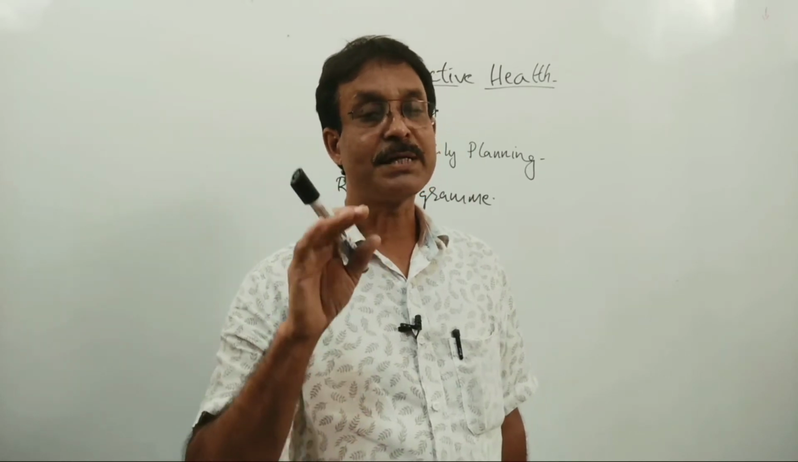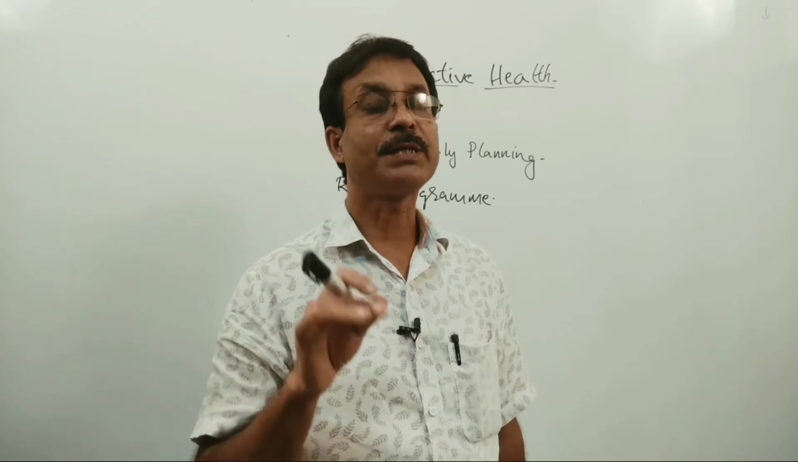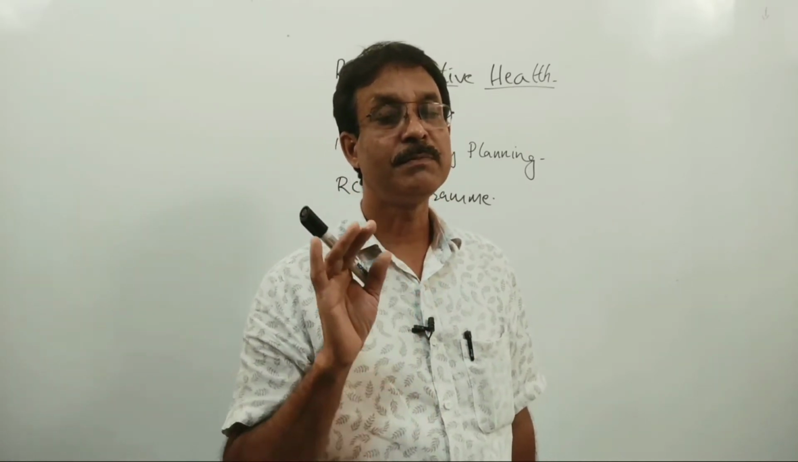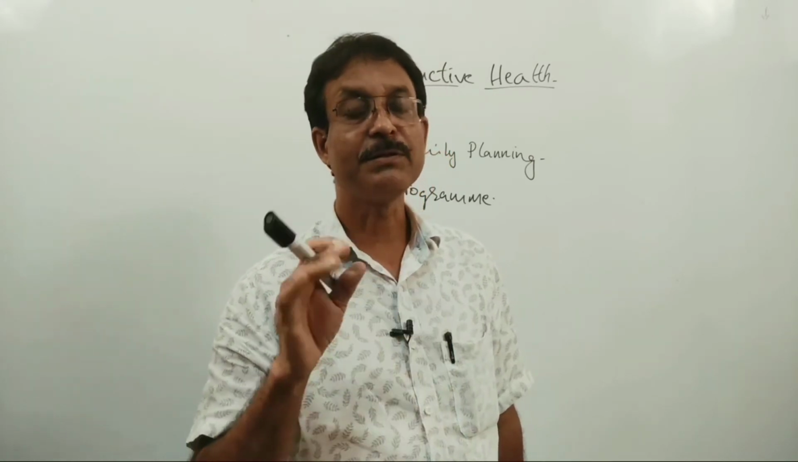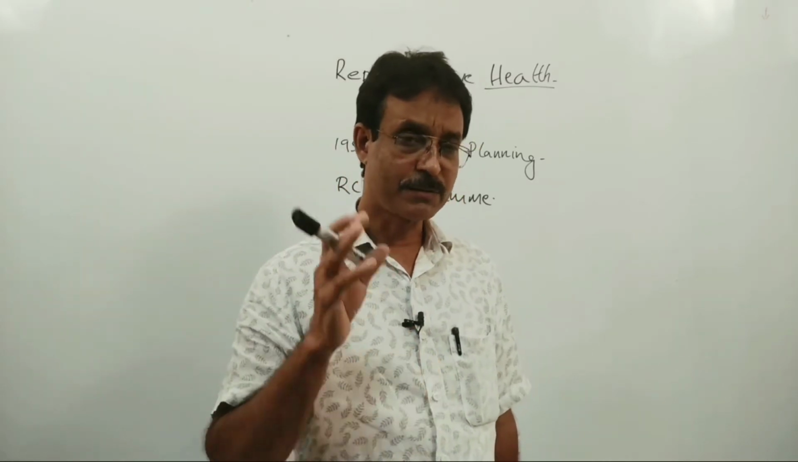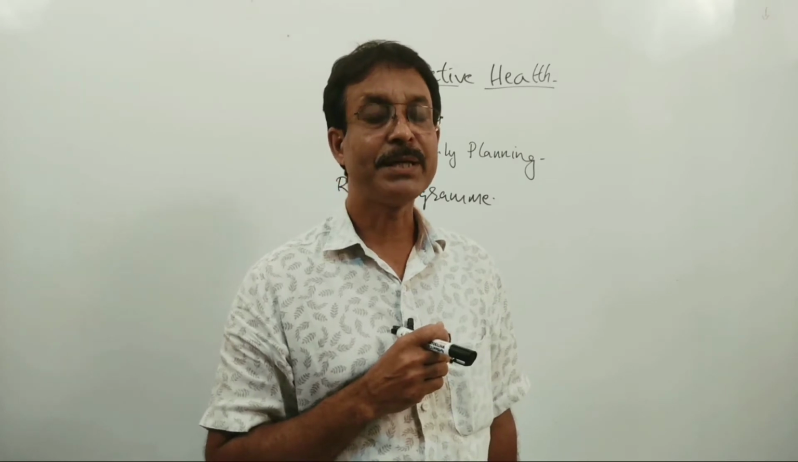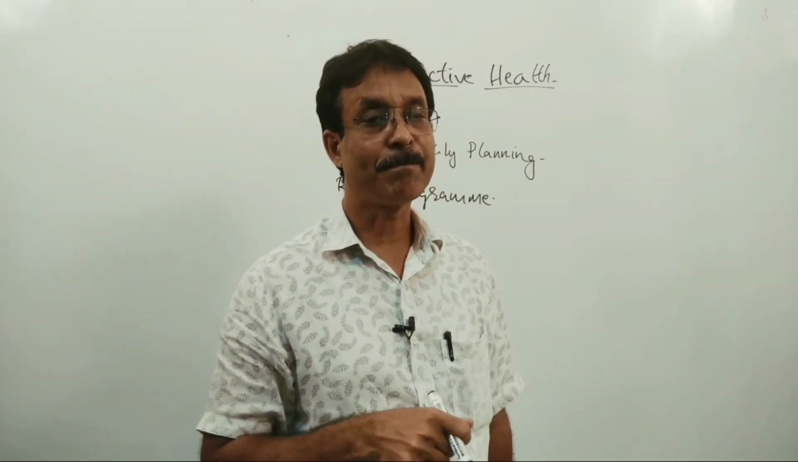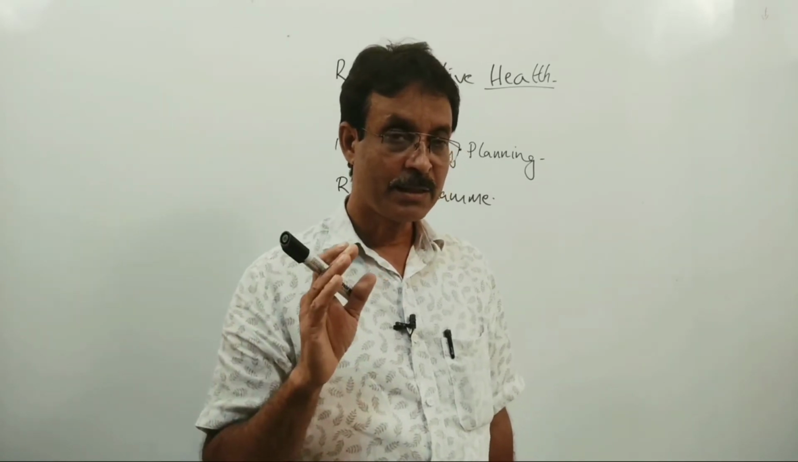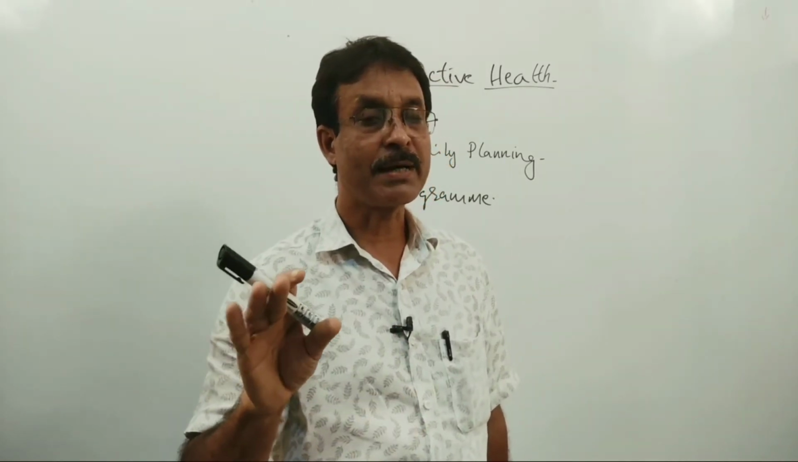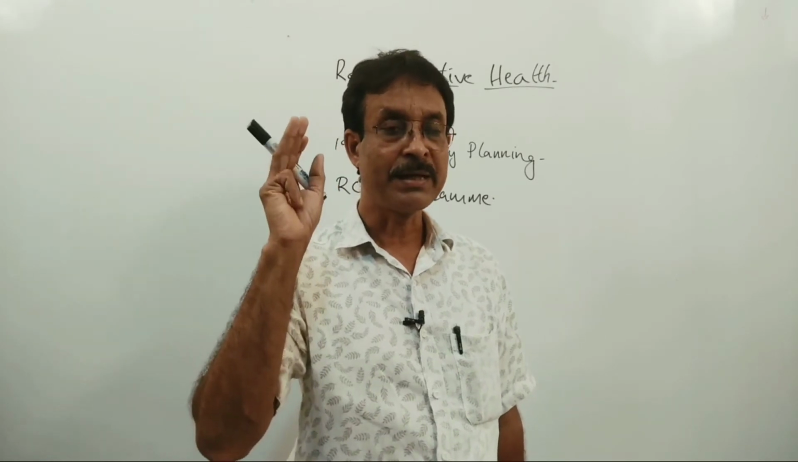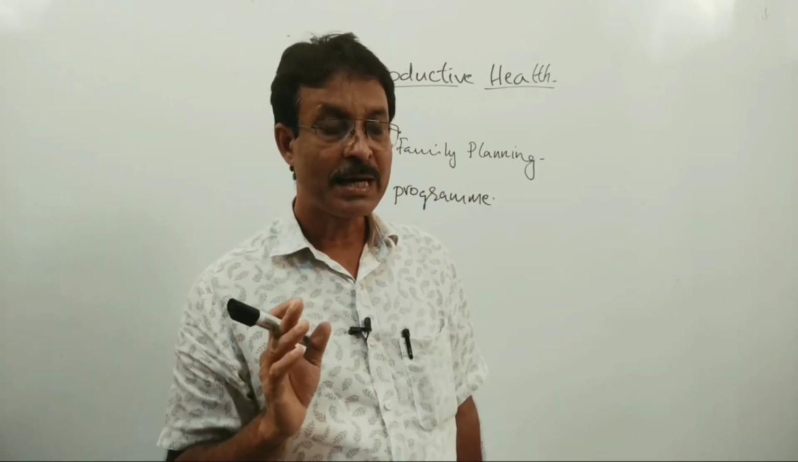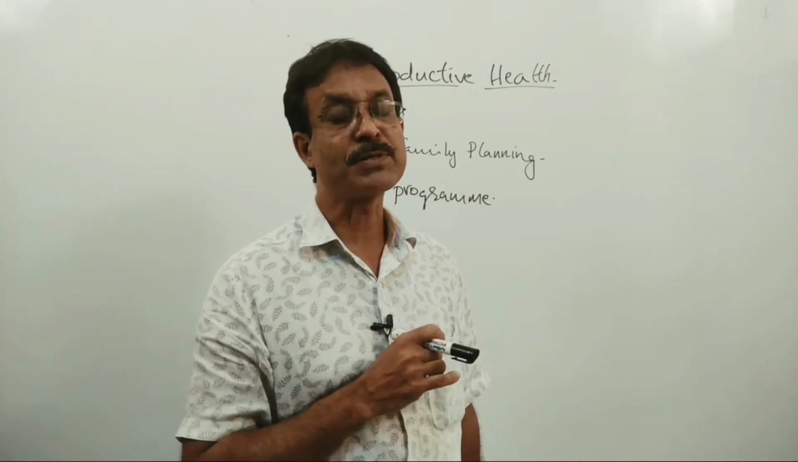According to the 2001 census report, the rate of population growth is 1.7. That means 17 children for 1000 people in each year. The reasons for population explosion can be grouped into four. One, a rapid decrease in the death rate. Second, a rapid decrease in the maternal mortality rate or MMR. Third, a rapid decrease in the infant mortality rate or IMR. And fourth, an increase in the number of people in reproducible age.